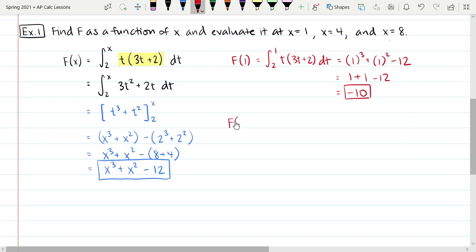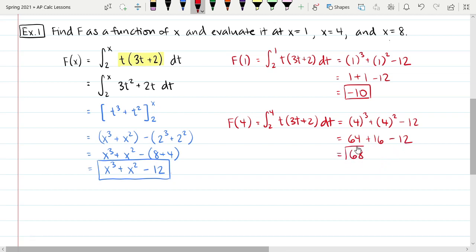Same thing for F of 4. So again, that's technically the integral from 2 to 4. But we're just going to substitute that into our new version of the function. So we have 4 to the third plus 4 squared minus 12. And that'll be 64 plus 16 minus 12. And that does give us 68.